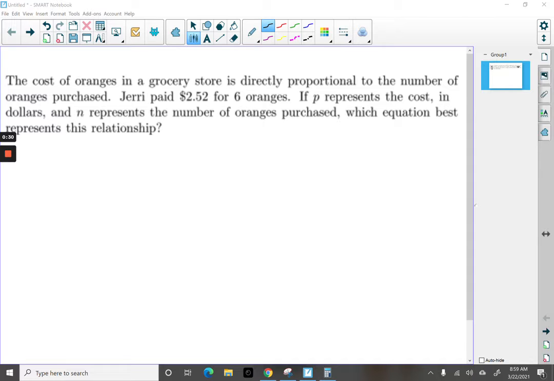Jerry paid $2.52 for 6 oranges. If P represents the cost in dollars and N represents the oranges purchased, which best represents this relationship? So normally in a proportional relationship, we want to remember this formula: Y equals KX, which this K here is going to represent our constant.